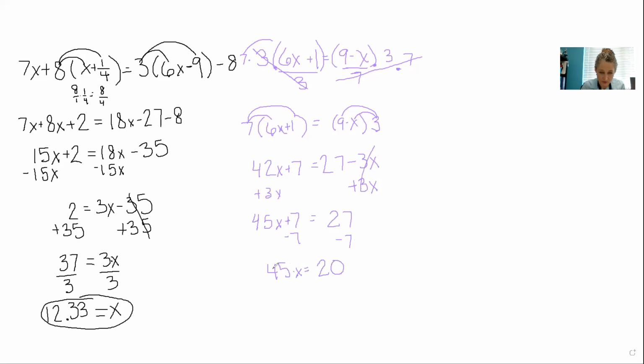The opposite of multiplication is division. Got to get rid of it. So divide by 45, divide by 45. And x is 20 divided by 45, which I'm going to let you use a calculator. 20 divided by 45 is 0.444. X equals 0. I'm going to go ahead and round that to just 0.44. It goes on to infinity, but I don't need to express that.